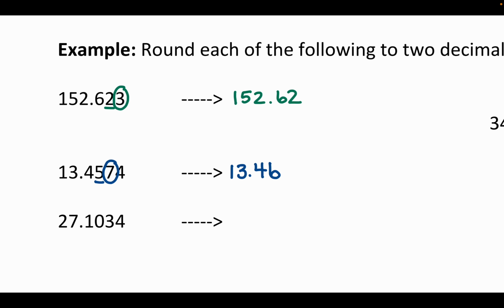Third example, 27.1034. I'm looking at the 0. 3 tells me what to do with it. 27.1. And because our 3 is less than 5, that means our 0 stays the same. We don't have to replace drop digits with zeros, but we should keep the 0 here because this is indicating that decimal place is a 0. So often we do this because we're working with money, and so this represents $27.10.